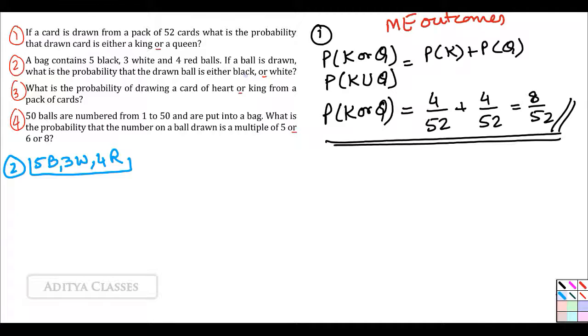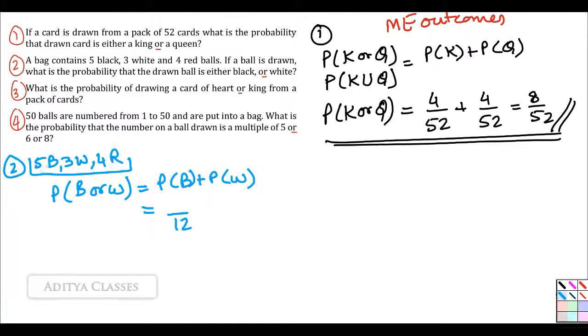Now again, a black ball means that it cannot be a white ball. A white ball drawn means it cannot be a black ball. So how do we frame it? Probability of black or white will be probability of black plus probability of white. Probability of black would be, out of those 12 balls, how many are black? 5 are black. So probability of black is 5 by 12.